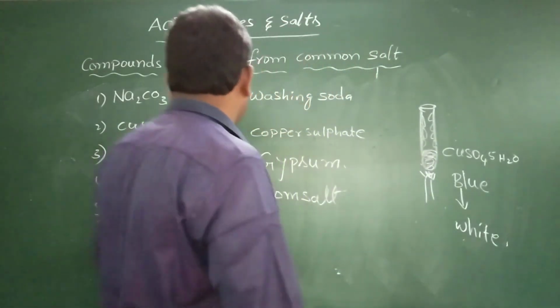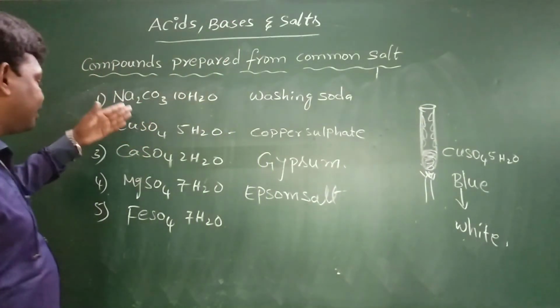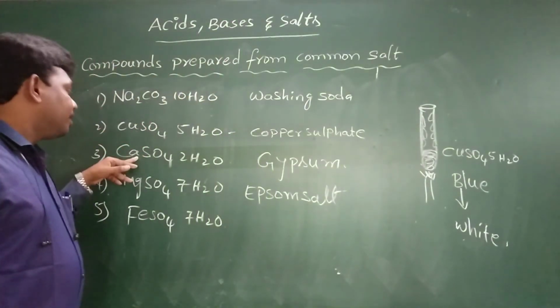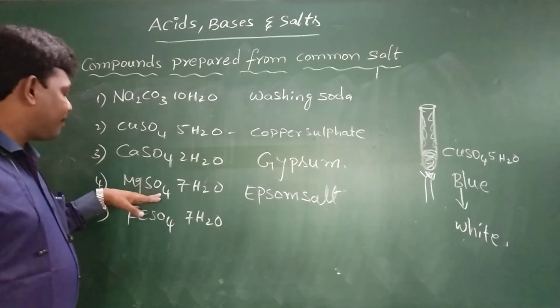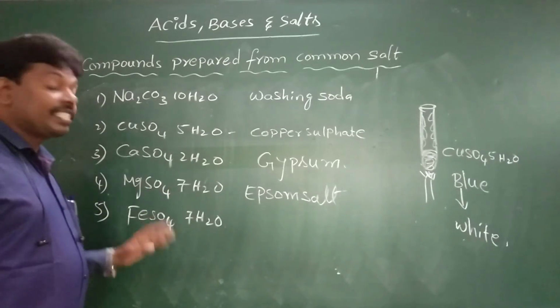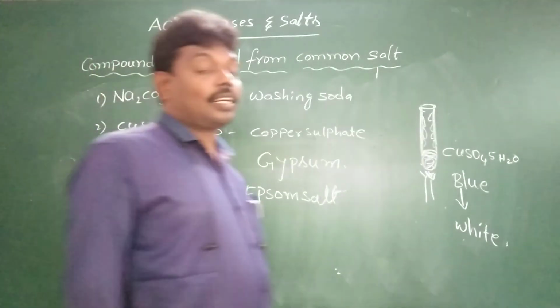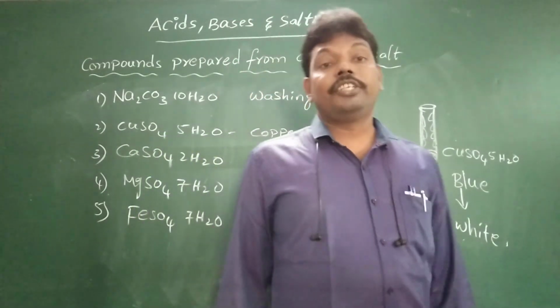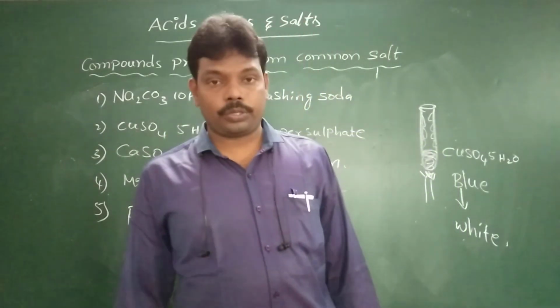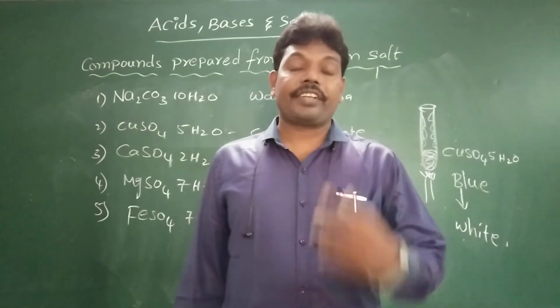So here different colors are there. This is white, this is blue, this is also white, this is magnesium sulfate, white, and ferrous sulfate is green. Like that, different colors are there. These colors are due to the water molecules. This is called water of crystallization.